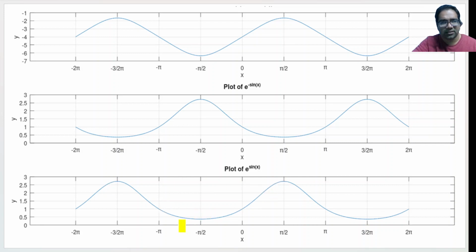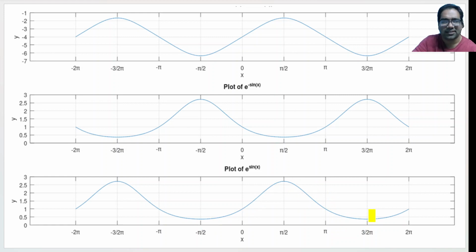This is the upper limit, this is the lower limit. When sin x goes from 1 to 0, then it will reduce automatically. Right? But at any point, this is the maximum limit. So you can see the graph, right? Now, similarly, e power minus sin x.